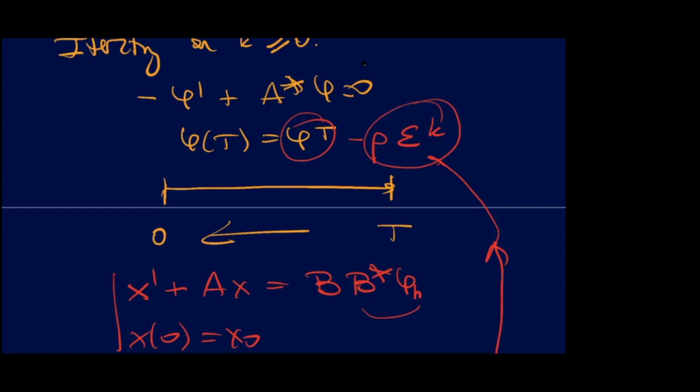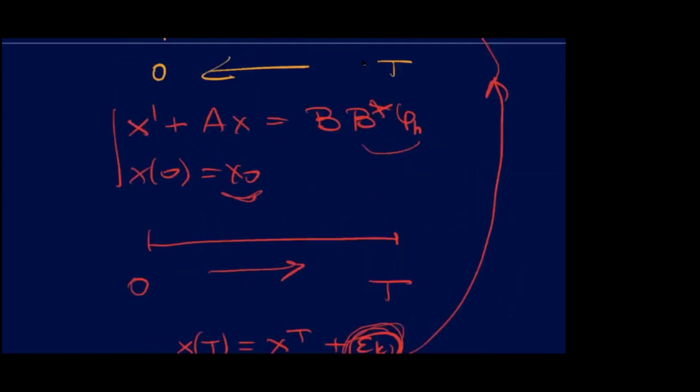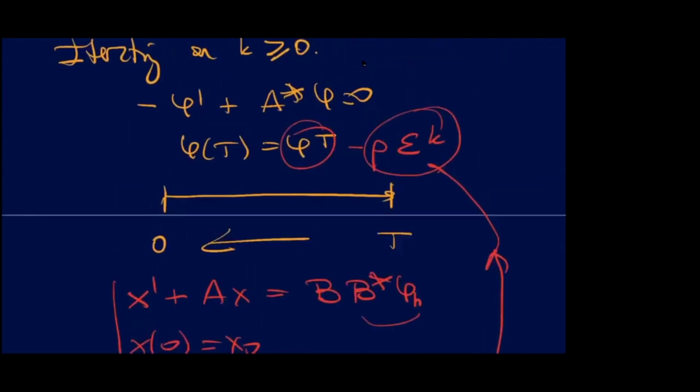So you see that the error on the destination, on the final objective of controlling the system, has been reduced to iterating on the value of the adjoint state at the terminal time, so that phi at time capital T goes down, down, down to the minimizer of the functional J.